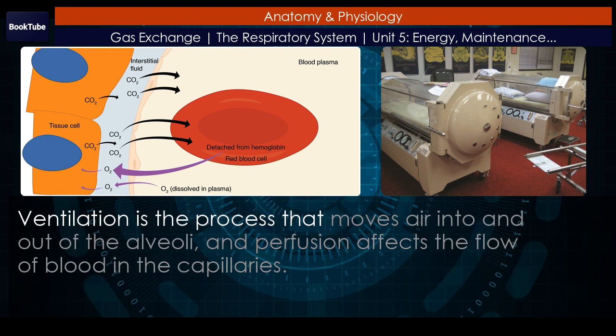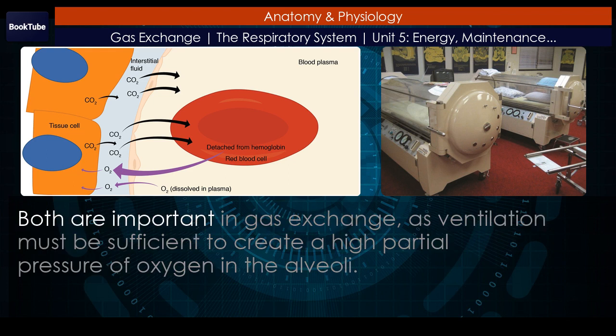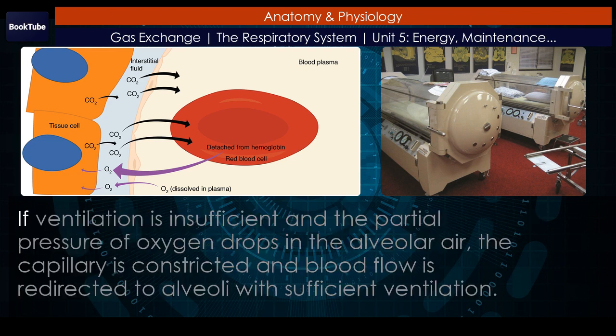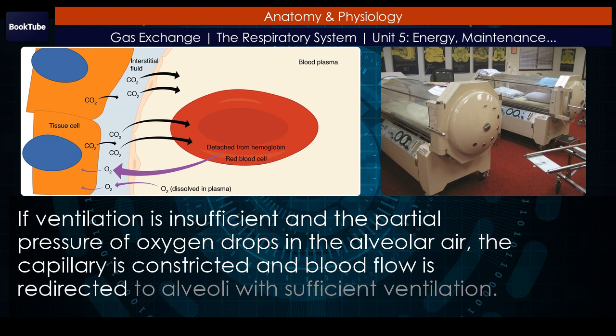Ventilation is the process that moves air into and out of the alveoli, and perfusion affects the flow of blood in the capillaries. Both are important in gas exchange, as ventilation must be sufficient to create a high partial pressure of oxygen in the alveoli. If ventilation is insufficient and the partial pressure of oxygen drops in the alveolar air, the capillary is constricted and blood flow is redirected to alveoli with sufficient ventilation.